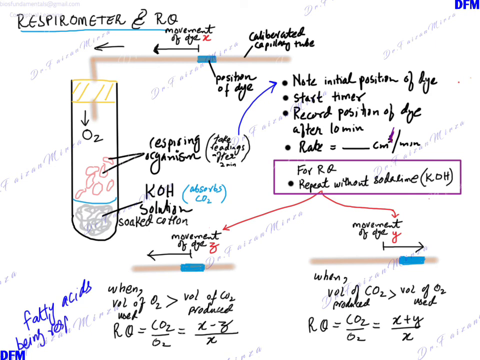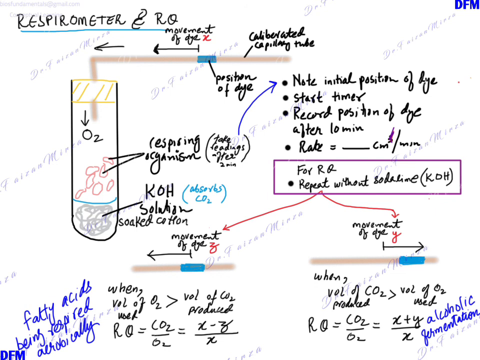In which kind of respiratory substrates would these values be found? We know that when fatty acids are being respired aerobically, the volume of oxygen used is greater than the volume of carbon dioxide produced. So we can expect an experiment of this sort. This is the kind of reading when I'm using fatty acids. Similarly, if alcoholic fermentation is occurring, we know that the RQ value rises above 1, it goes to infinity. So in that case, we'll see that the dye will start to move away in the absence of potassium hydroxide.